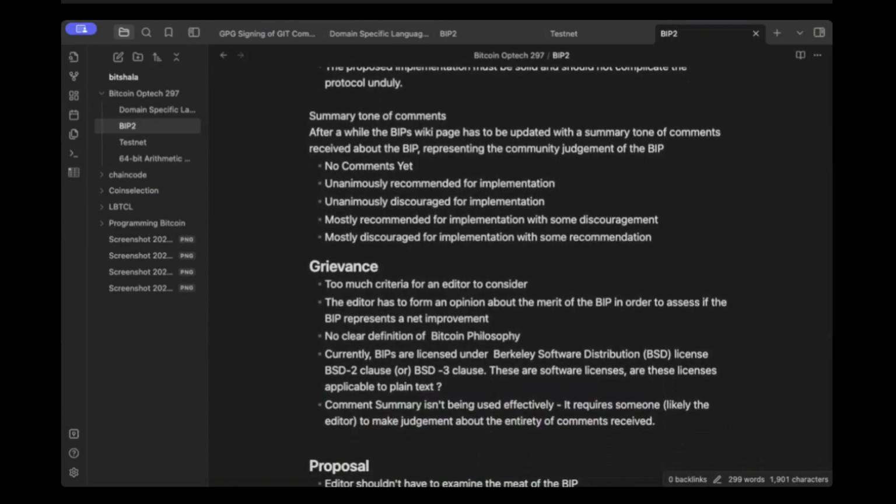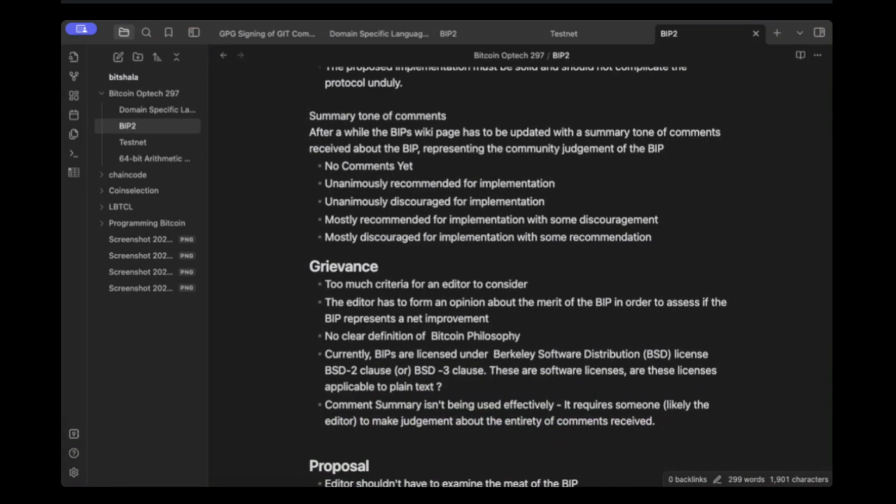So this is the general process of BIP2, the editorial process in BIPs as it is now. This is how it is structured right now. So the grievance is that now the editor has too many criteria to consider. He has to look into the philosophy, the structure of it, and the technical part of it. So the editor gets buried so much that he does not do a proper editing job. Rather, he goes into elevating the BIP kind of thing.